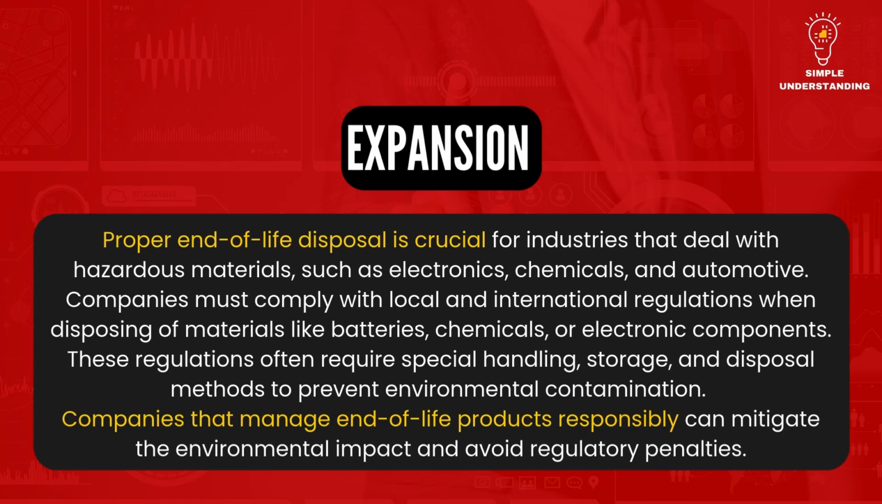Expansion. Proper end-of-life disposal is crucial for industries that deal with hazardous materials, such as electronics, chemicals, and automotive. Companies must comply with local and international regulations when disposing of materials like batteries, chemicals, or electronic components. These regulations often require special handling, storage, and disposal methods to prevent environmental contamination. Companies that manage end-of-life products responsibly can mitigate the environmental impact and avoid regulatory penalties.